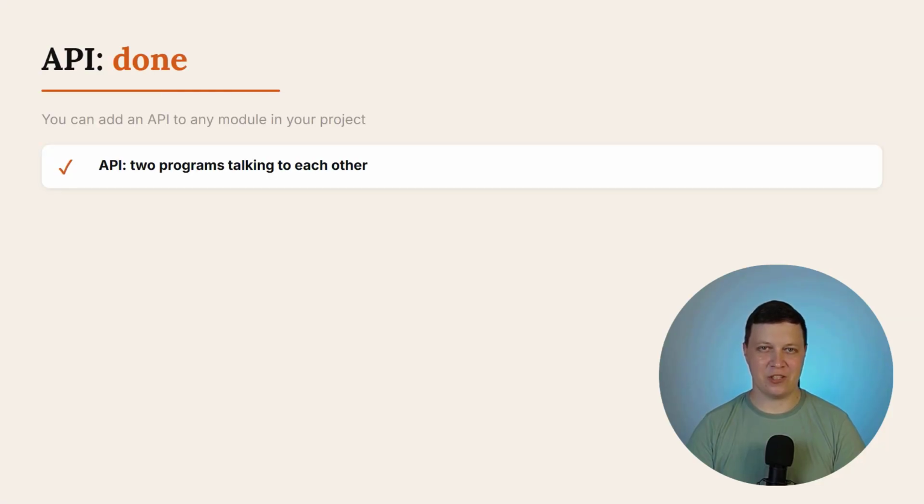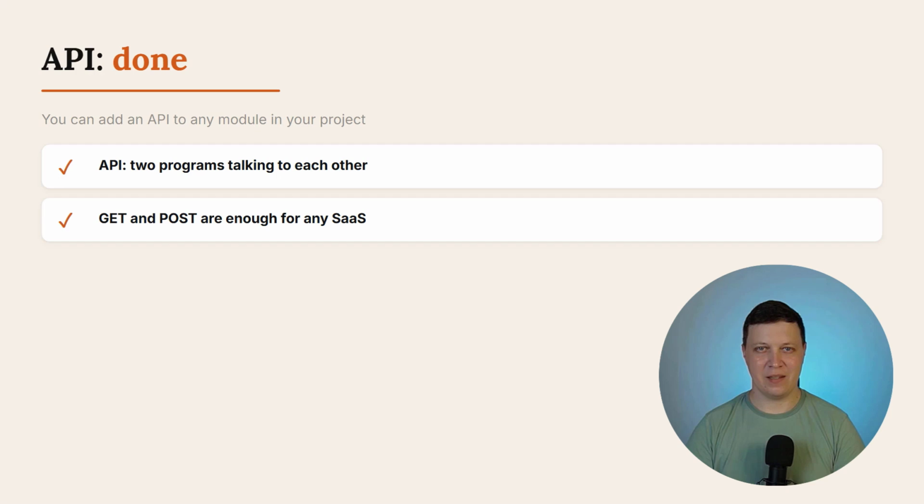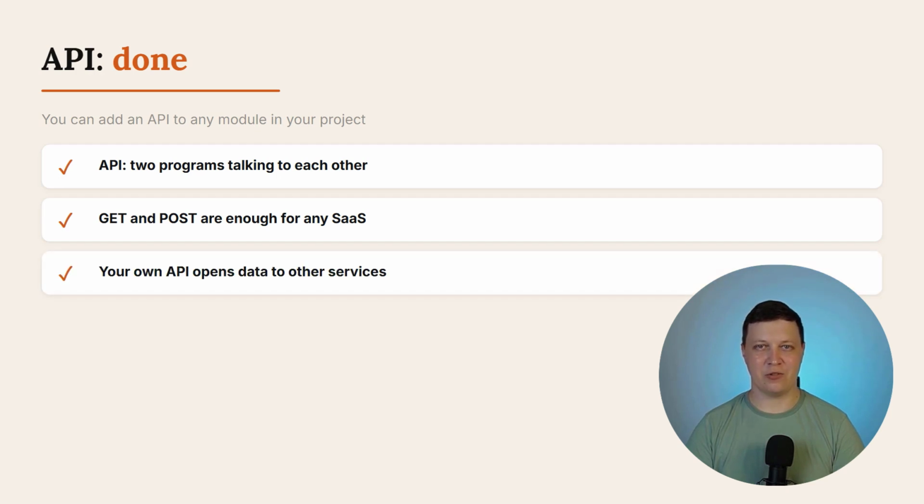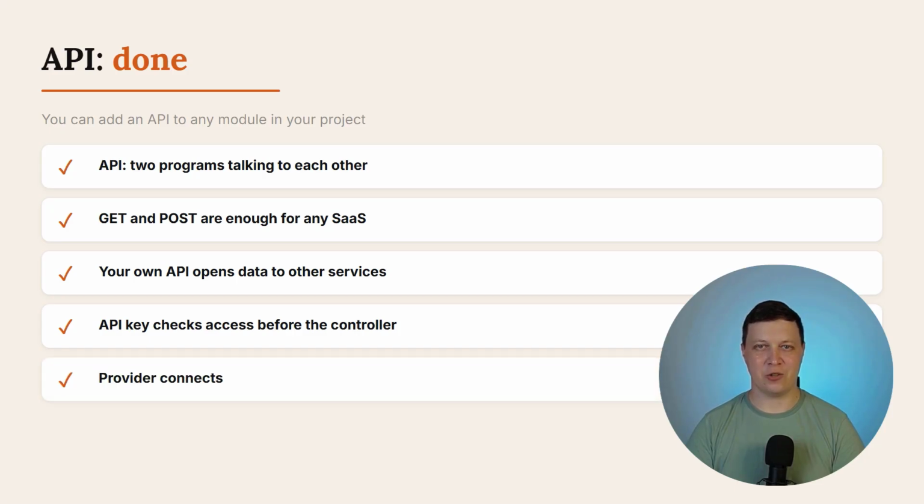Summary on API. An API is a conversation between two programs. There are different methods. We use 2, GET and POST. That's more than enough. We add an API to our service to expose our data to other services. We create API keys to verify access. Does this application have permission to use our service? We connect to external services through providers to build integrations and use their capabilities inside our own app.